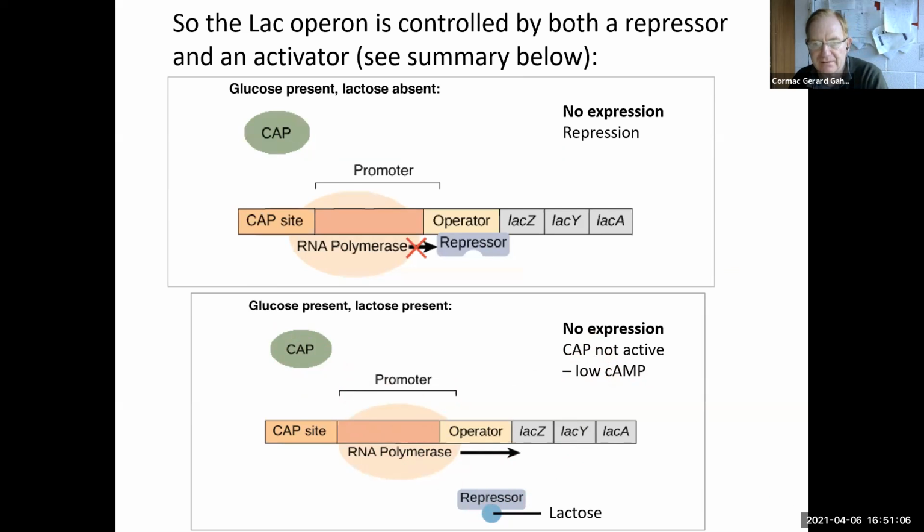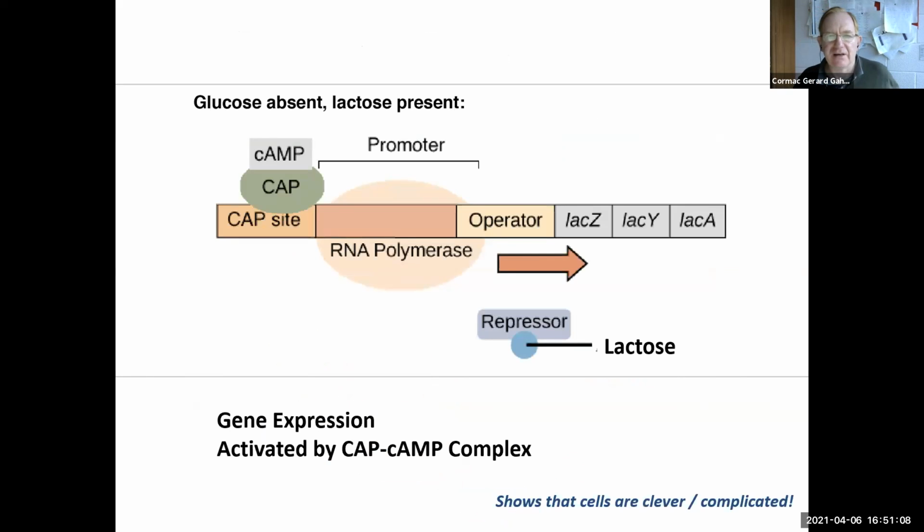Okay, so this is from a textbook. Finally, the final bit on this section is that when glucose is absent and lactose is present, that's when you get the most activation, right at the end of that growth curve. You get cyclic AMP activates the process, and you get a lack of a repressor. The repressor is not active, and that way you've got optimal expression of the lac operon.